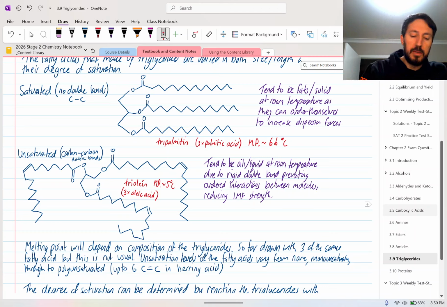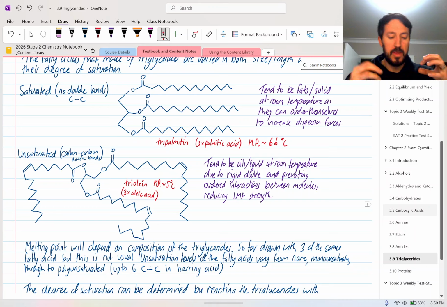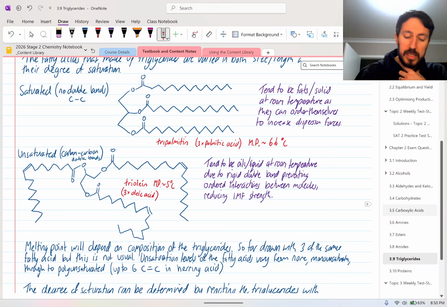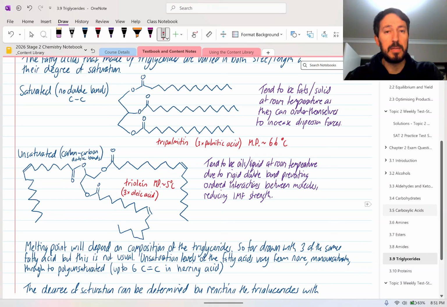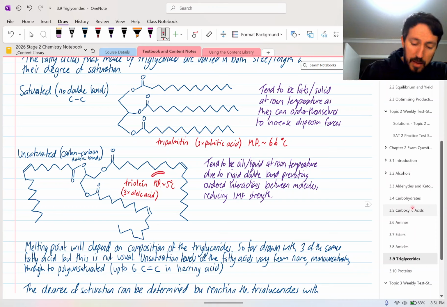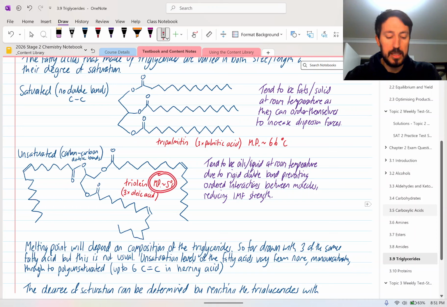All you need to really know is that these ones here, because of the bent structure, don't really overlap very well, and they don't have strong dispersion forces between other triglycerides or other molecules, which lowers the strength of the intermolecular forces and decreases their melting point. So in this case, we have our melting point of triolein as 5 degrees Celsius, which is much lower than our 66 degrees for our tripalmitin.